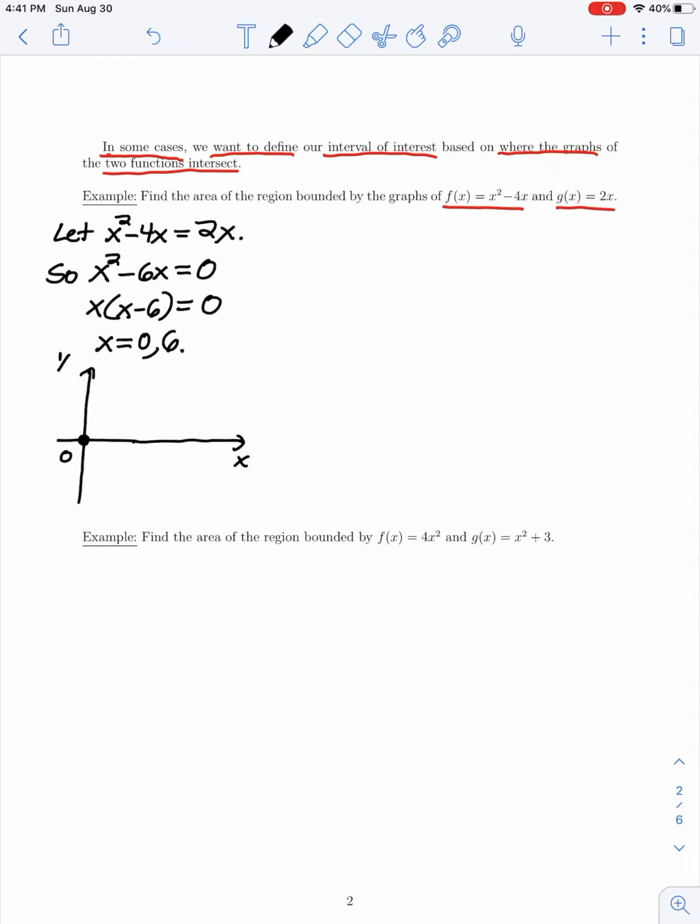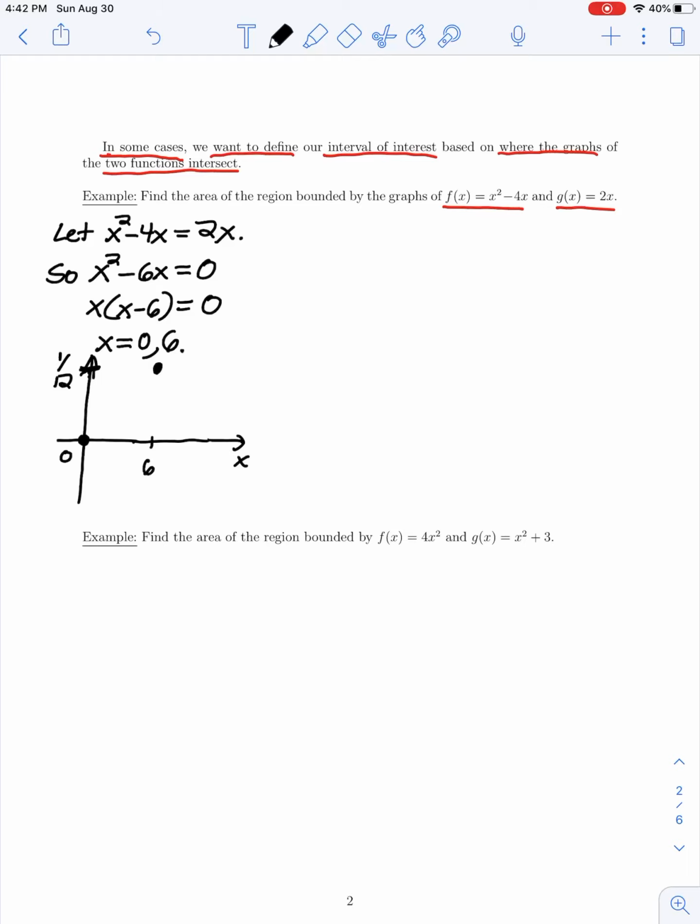Now the other point of intersection is when x is equal to 6. To find the y value, we could substitute 6 into either of our functions, f of x or g of x, and we get a y value of 12. So to draw this a little more to scale, let me maybe make this 6. The corresponding y value we see would be 12. So they're also going to both pass through this point.